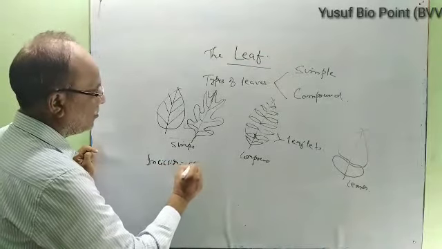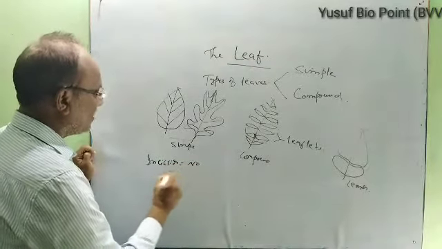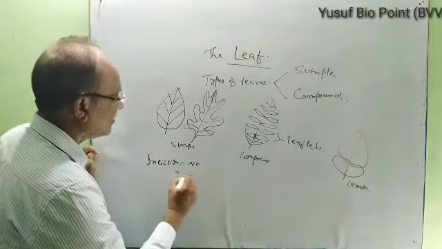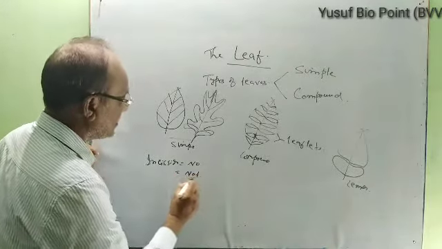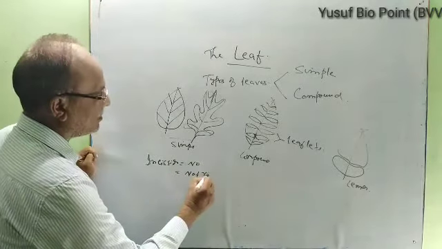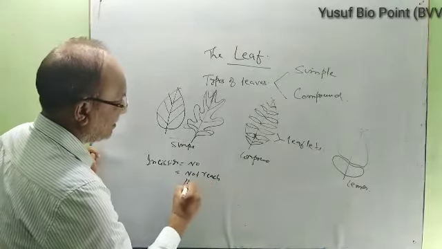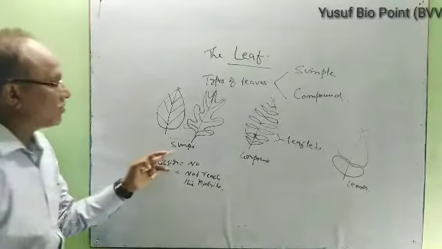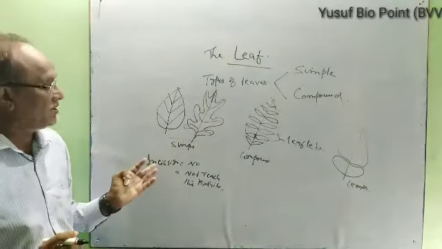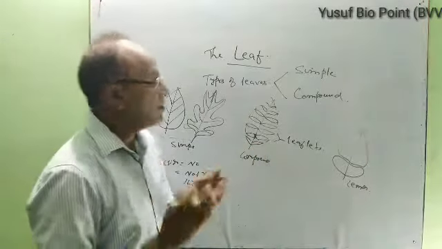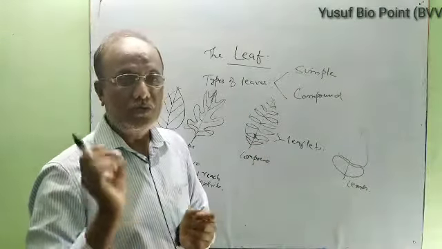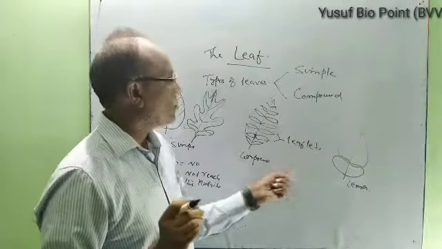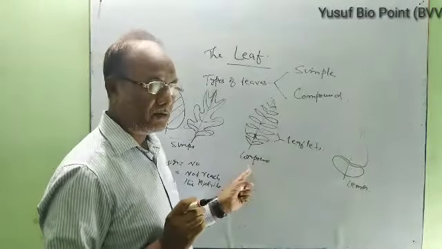And if there is no incision, या तो इंसिशन उसमें नहीं होगा, या if there is incision it does not reach the midrib, that is called simple. जैसा आम हो गया के पत्ती होती है मैंगो, and if the whole leaflet cuts into many smaller leaves, that is called leaflet, so that will be called compound leaf.